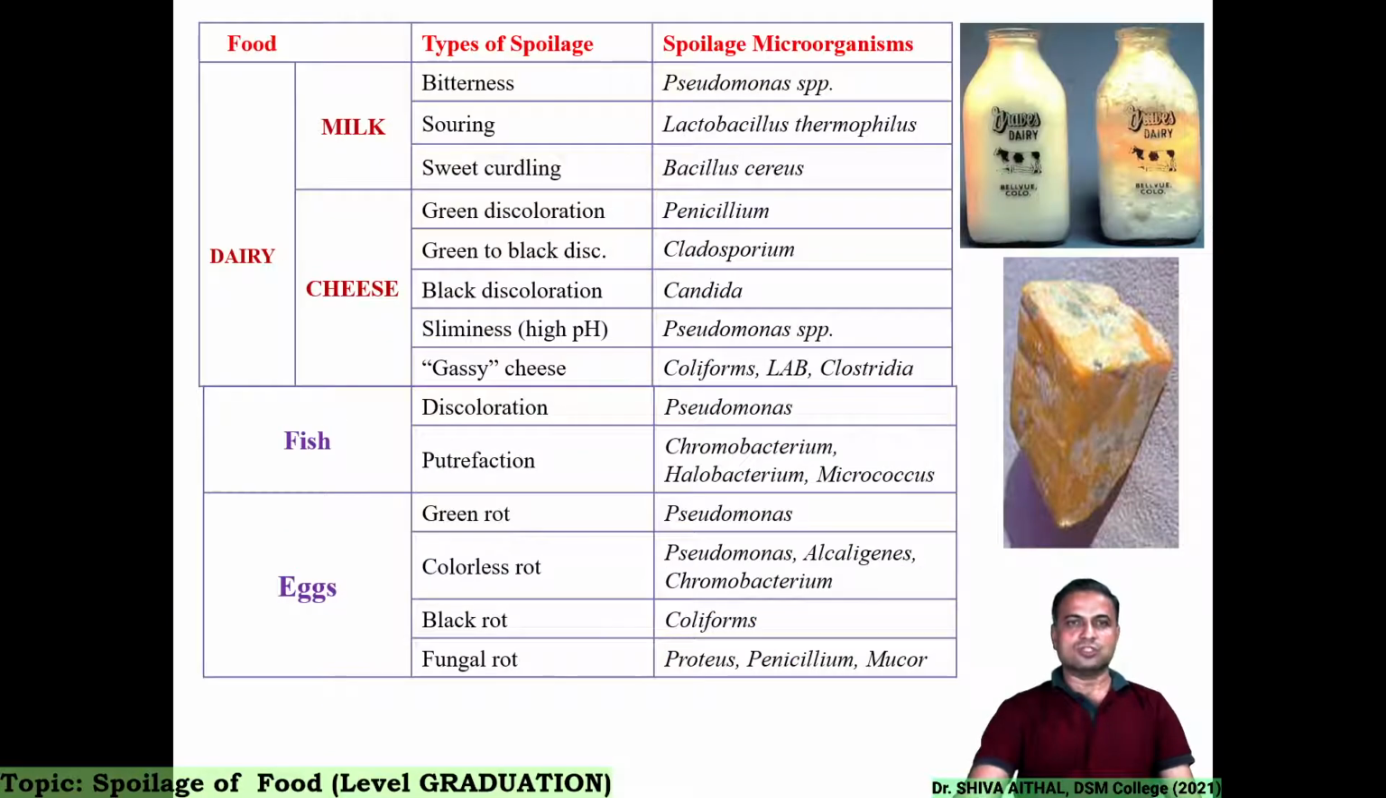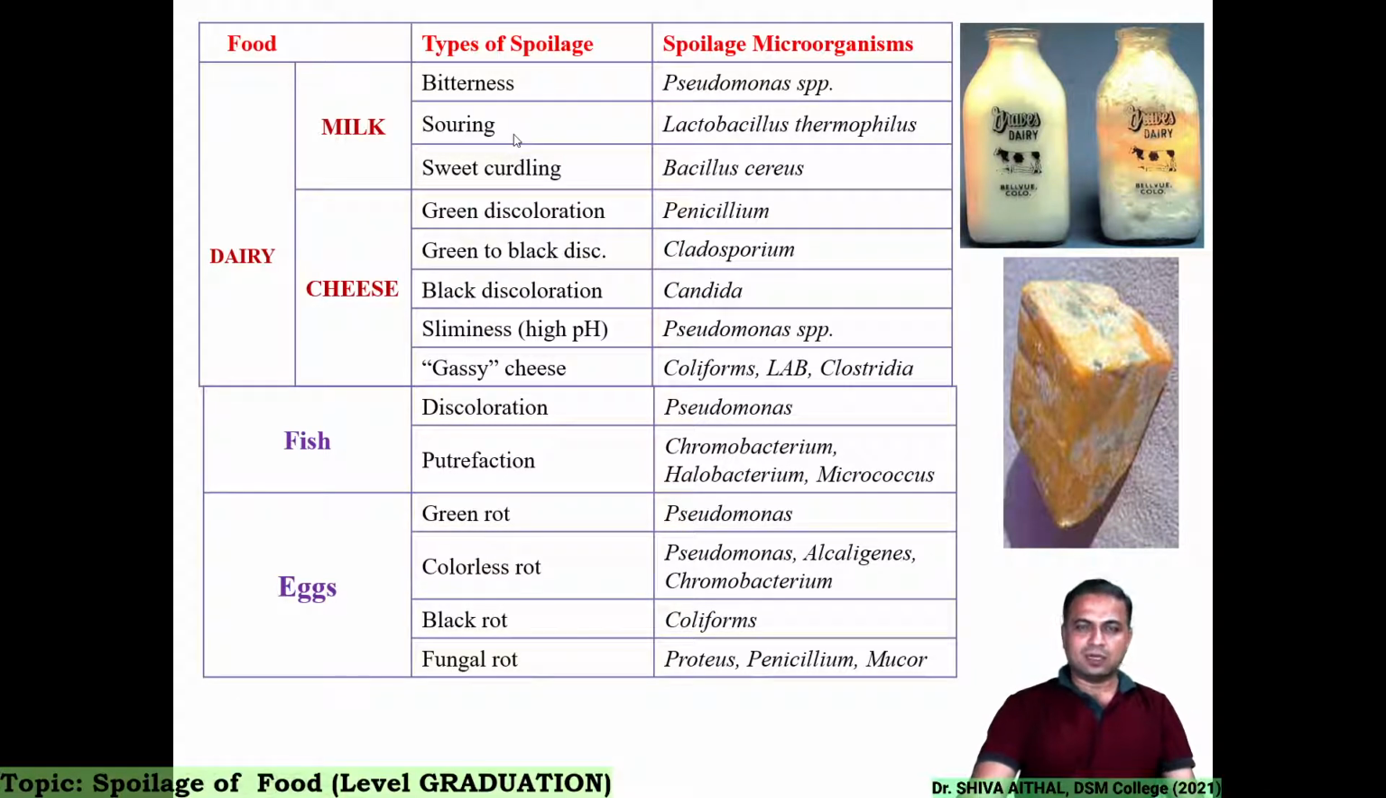In dairy, if you just go on to see the dairy, milk and cheese, these are the major products. Bitterness of milk, souring of milk and sweet curdling of milk, this takes place. Bitterness, kadwa hona, this is due to Pseudomonas.